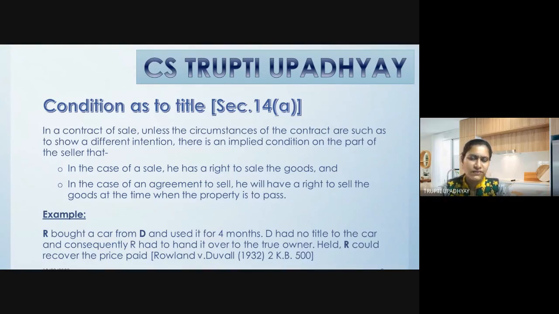So he had transferred the defective title, and when the true owner found out that the car is with R, obviously the court will decide that the true owner will get back his property. And R faced the loss, so the loss with respect to the price which he had paid to D shall be recovered from D, provided D is traceable, right?